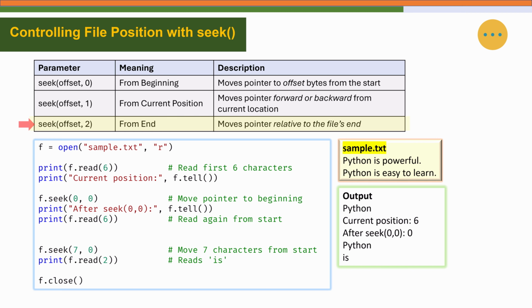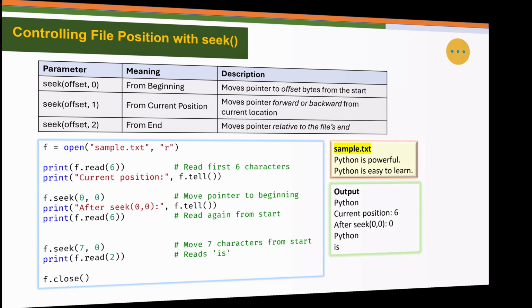The ability to reposition the file pointer gives us precise control over file access, especially when dealing with binary files or when reading structured data in chunks. You can check the pointer's position using the tell function. So seek works best with binary or structured data where byte-level control matters. In text mode, seek only works reliably with positions returned by tell because of text encoding.